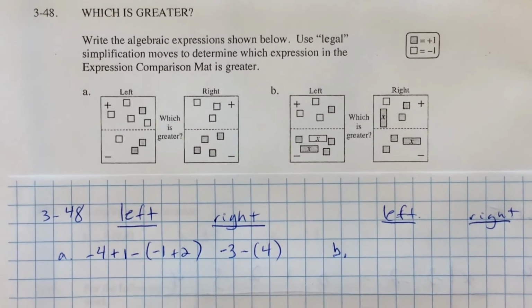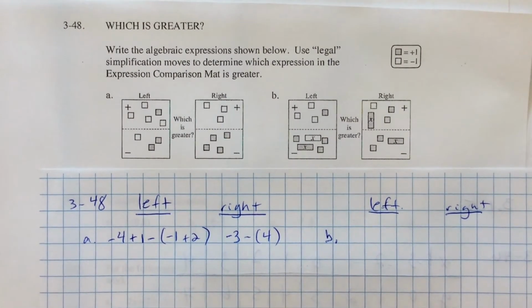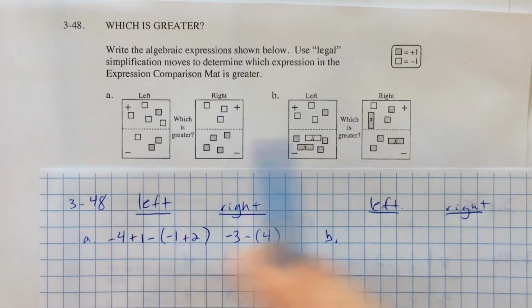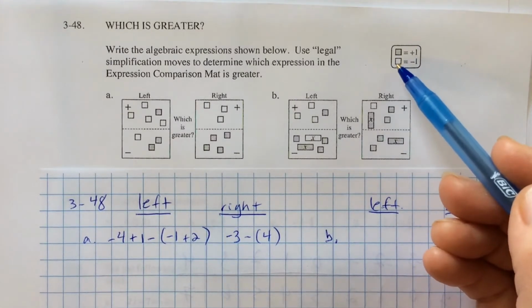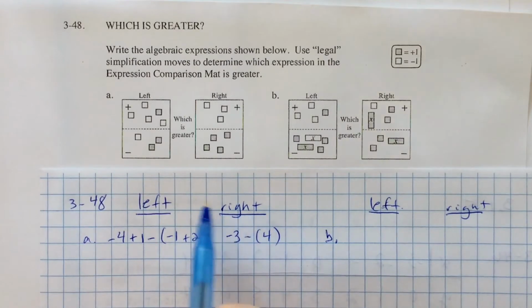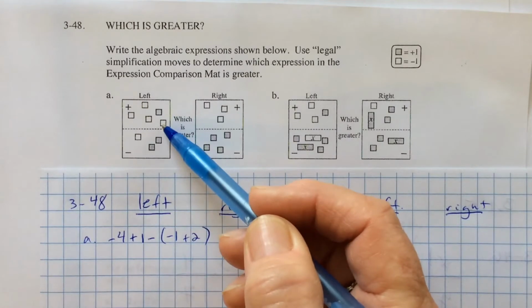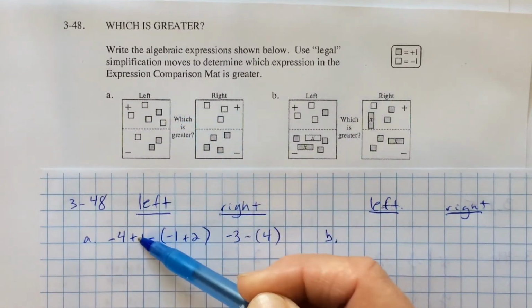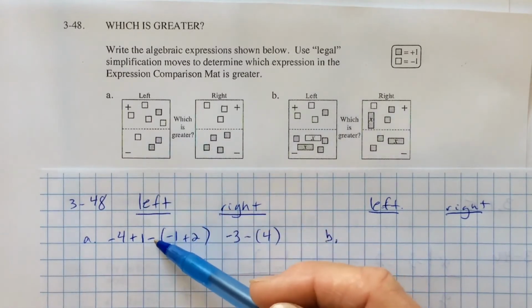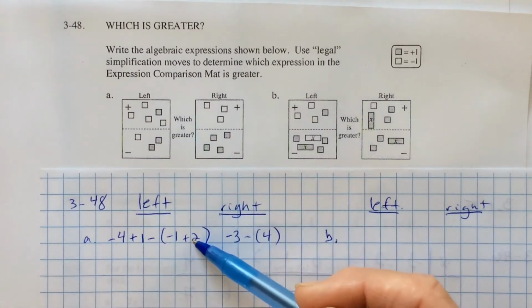3-48 asks you to do some comparisons using algebra tiles on a comparison mat. When it's on paper like this, you can see that when it's colored in, it's positive, and when it is open, it is negative. I've already drawn left and right, and on the left-hand side, what we have here is -4 unit tiles plus 1, and we're subtracting a -1 plus 2. So I've written that down.